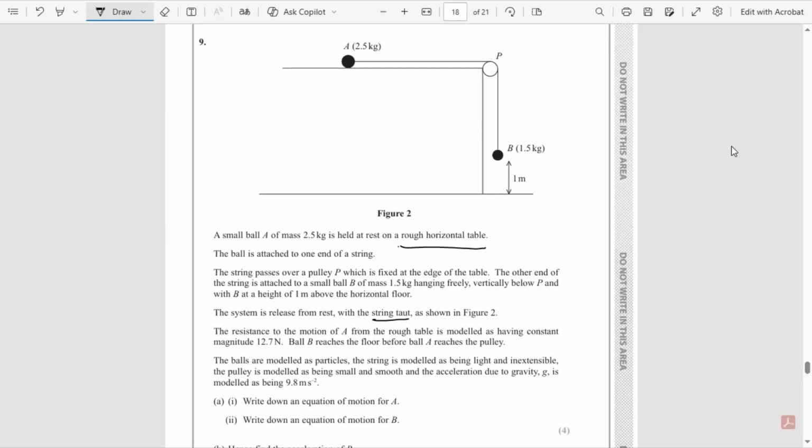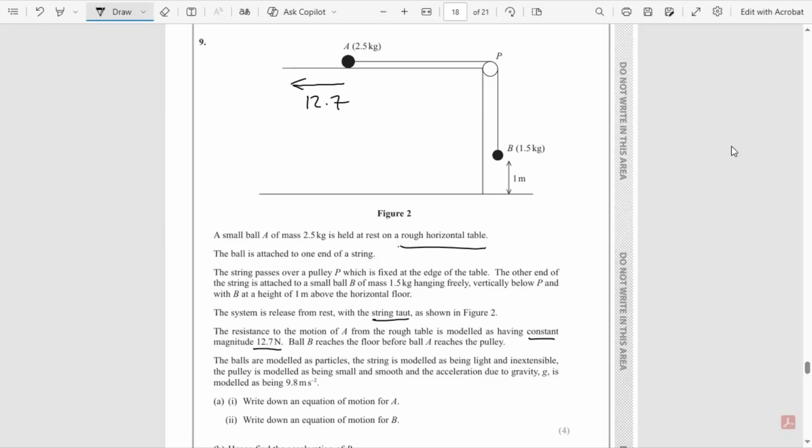The resistance to the motion of A from the rough table is modeled as having a constant magnitude of 12.7 newtons. So as we said a moment ago about the rough table, we're told in this question that that resistance force, so this force against us from the table, is 12.7 newtons. As I said before, normally in year 13 questions with friction, you may have to work that out yourself, but in this question, it's year 12. They give us that force explicitly.